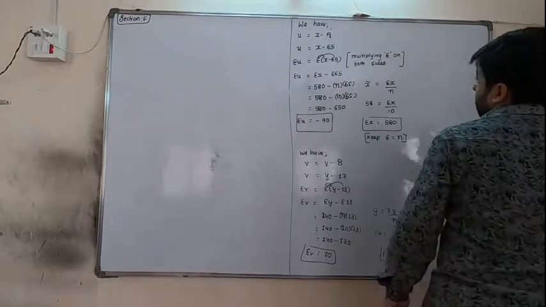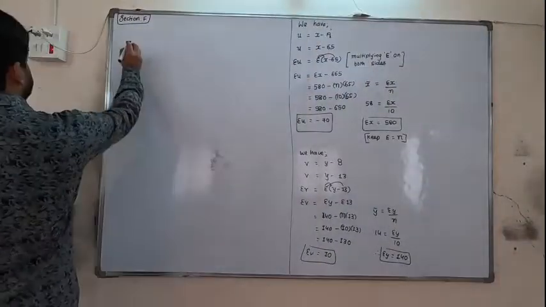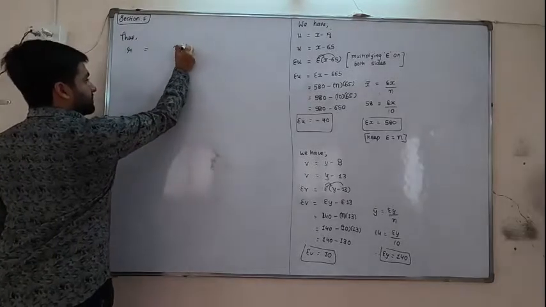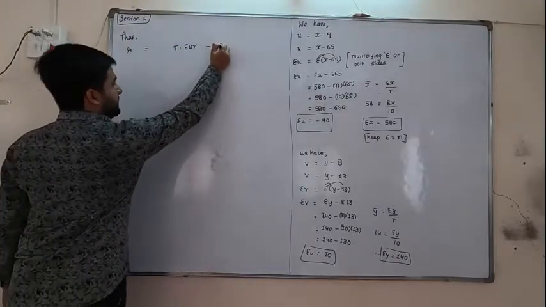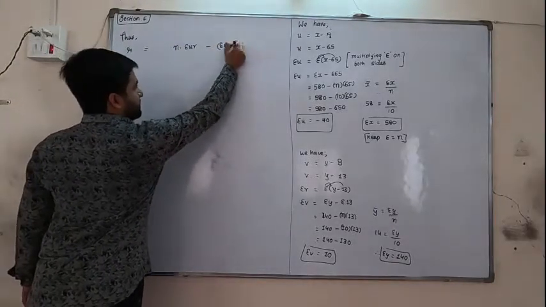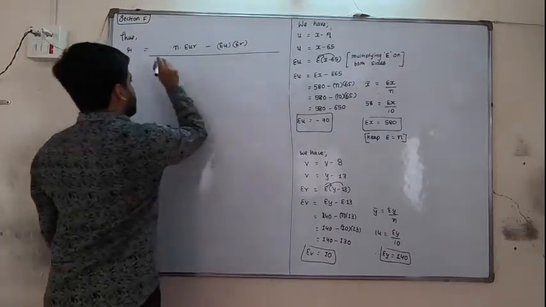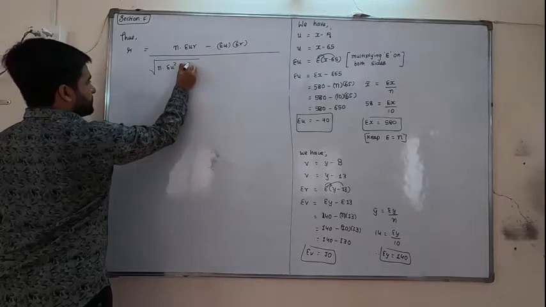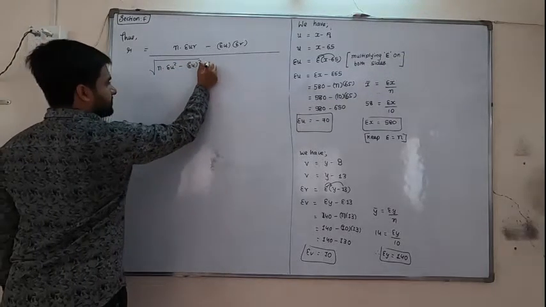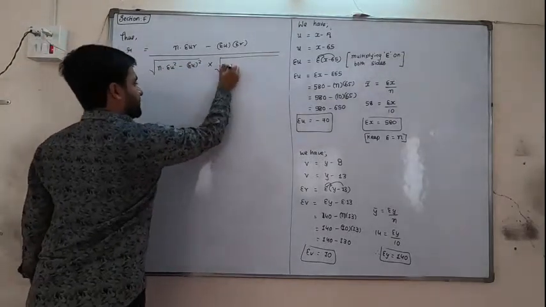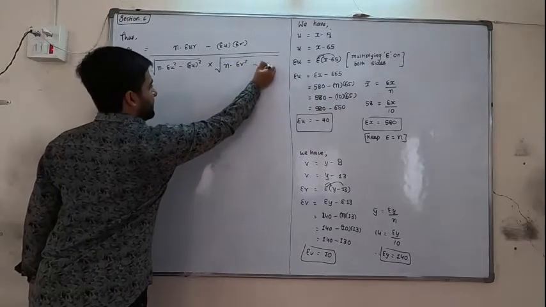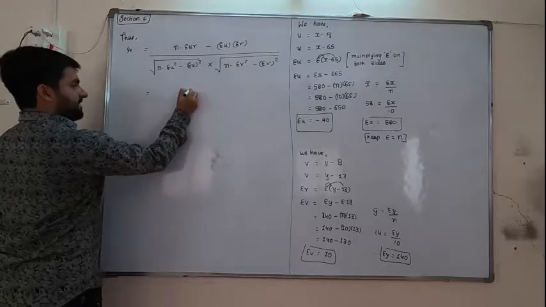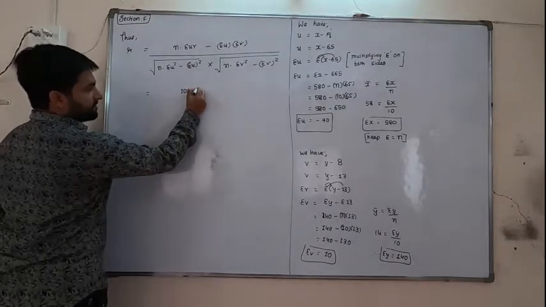Now we can put in the formula. Thus r is equal to n into sigma uv minus sigma u into sigma v, divided by the square root of n into sigma u square minus sigma u whole square, multiplied by n into sigma v square minus sigma v whole square. N is 10, sigma uv was 0.